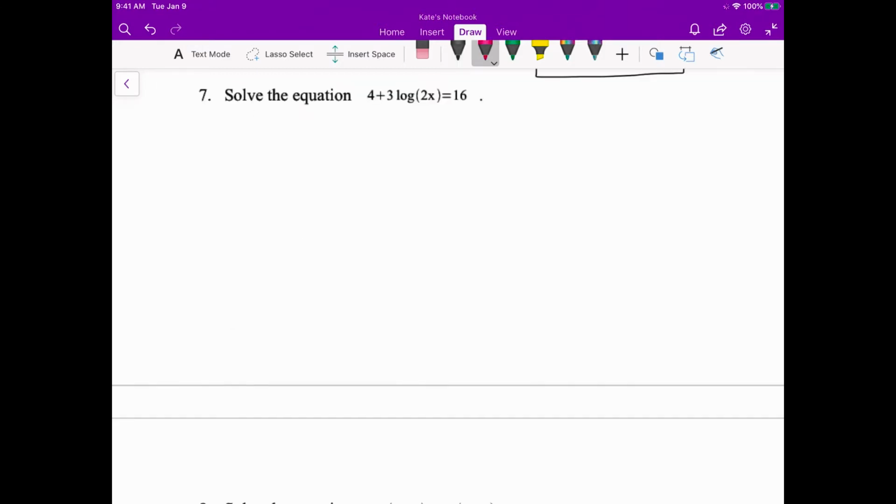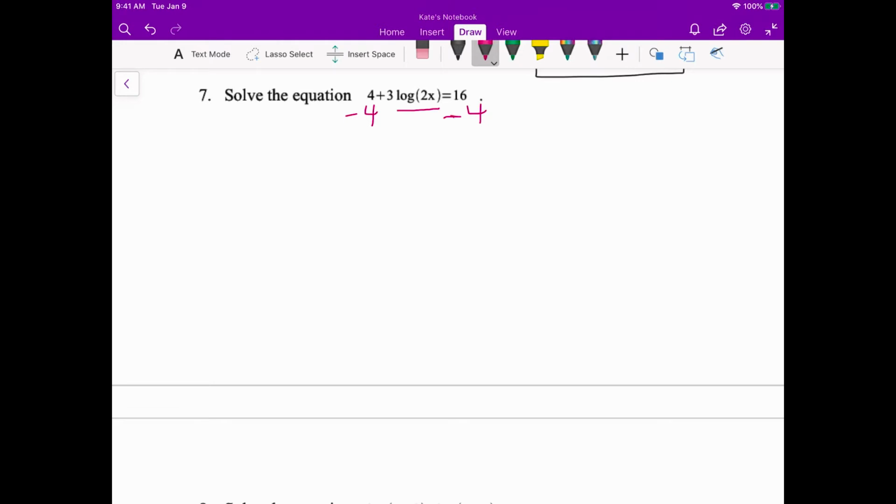Looking at number 7, we have 4 plus 3 times the log of 2x equals 16. Again, this is a logarithmic equation because I have a log in it. But in this case, I have a 4 and a 3 on the outside. What I want to do is isolate just the log. So my first step is going to be to subtract 4 from both sides.